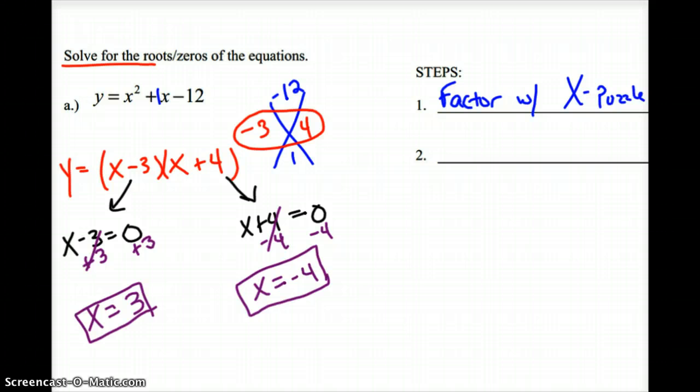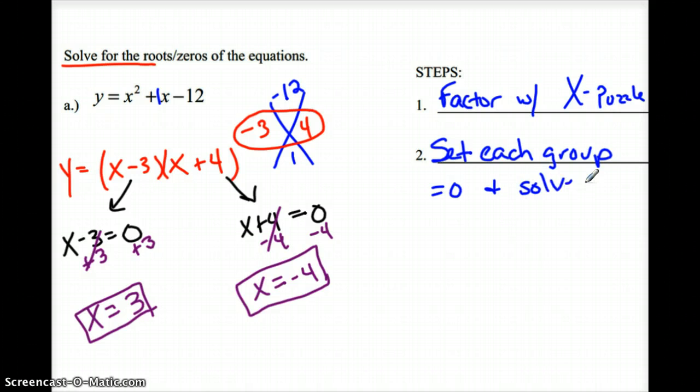Okay, so I forgot to fill in my second step. Let me backtrack. After we did our X puzzle, we set each group equal to 0 and solved. Now this is what the directions ask for: solve for the roots. These are the roots, but let's connect it to a graph.